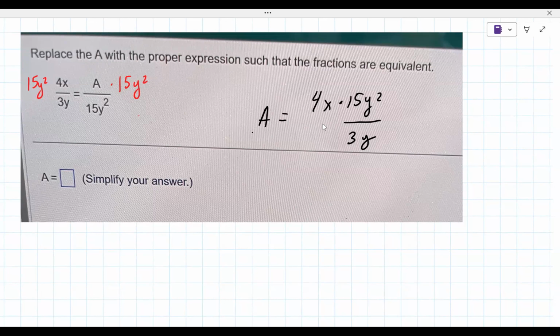The point is you can slide around. So now we can divide 15 divided by 3 is 5. So that makes 5. Y squared over y, those cancel. So you end up getting 20xy. 4 times 5 is 20, and the xy just come along, and that's your value of A.